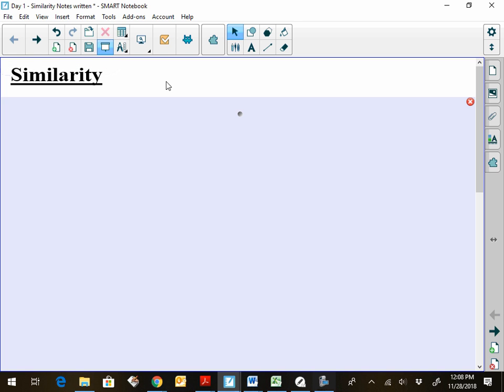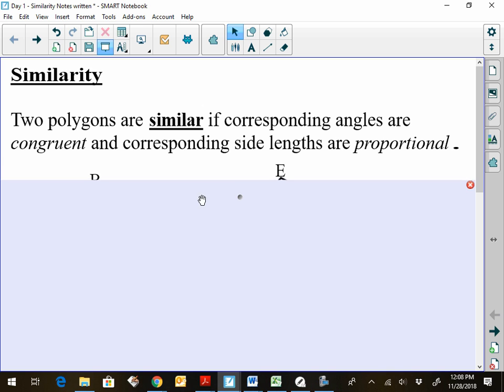All right, looking at similarity in triangles. So here's our definition for similarity. Two polygons are similar if corresponding angles are congruent and corresponding side lengths are proportional. So we'll specifically talk about triangles in this.